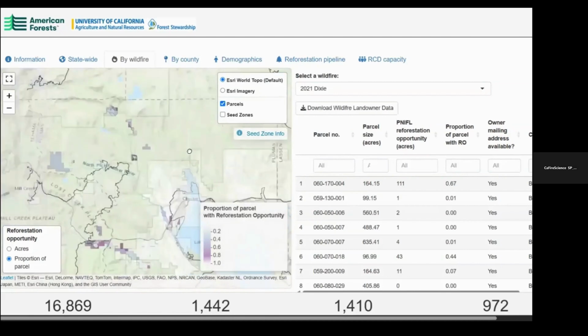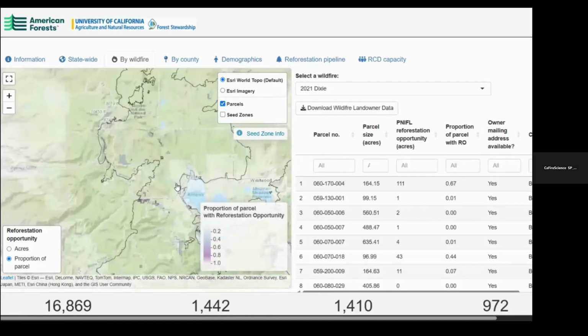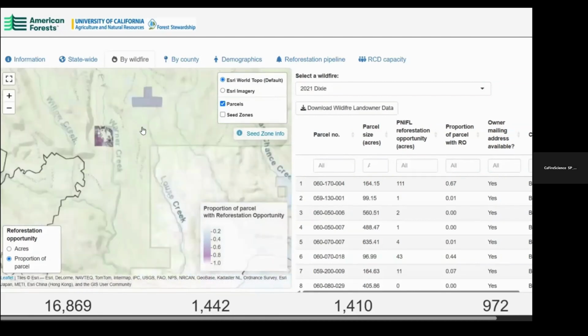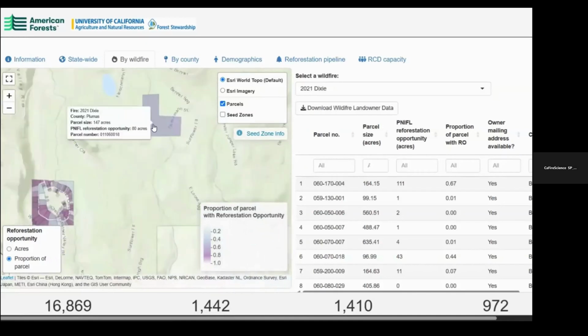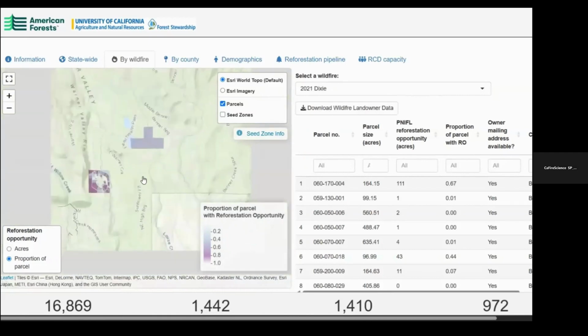And this one I thought was really cool. Of course, you go many miles away, you're still in the Dixie Fire. This property we treated says the reforestation opportunity is 80 acres. We planted 81. So that is basically as spot on as you can get.